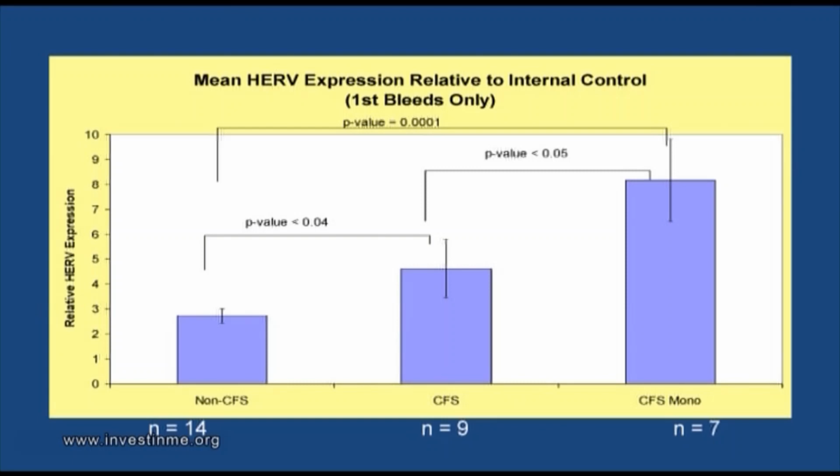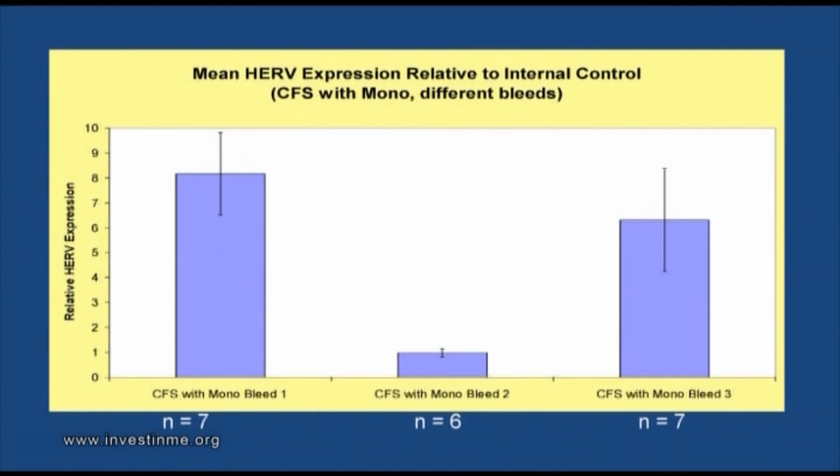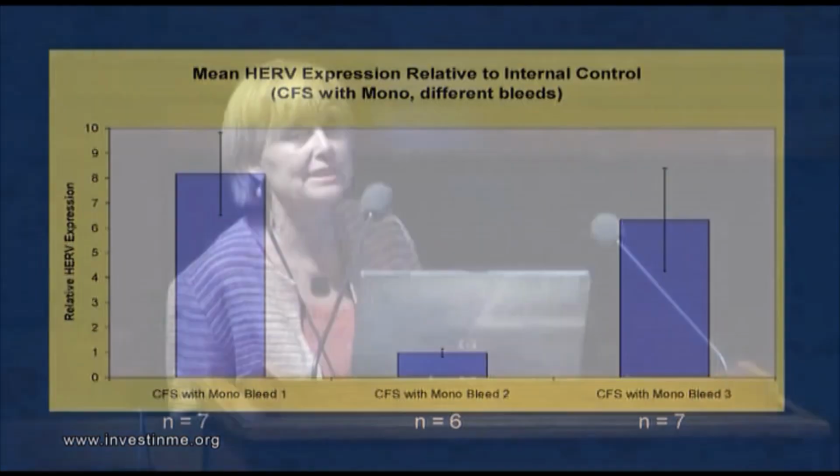What was very shocking to us is when we started to look at the second bleed and the third bleed. So here now I'm showing you only the data from the 7 patients which had chronic fatigue after mono. So this, again, is bleed number 1, where we see very high-level expression. We measured 6 months later, so at the 12-month point, and we see complete normal expression in these patients.